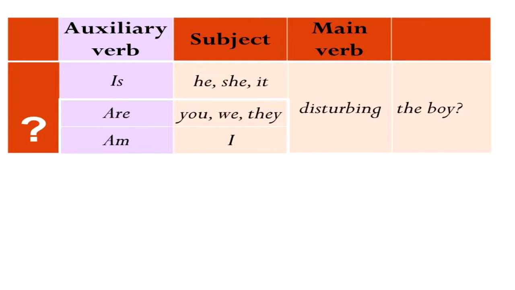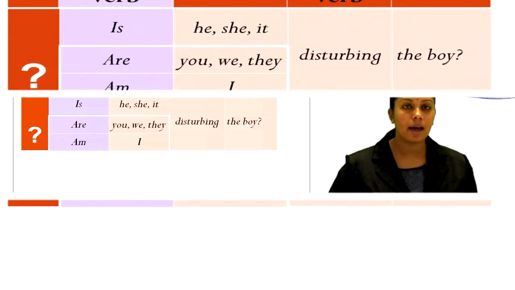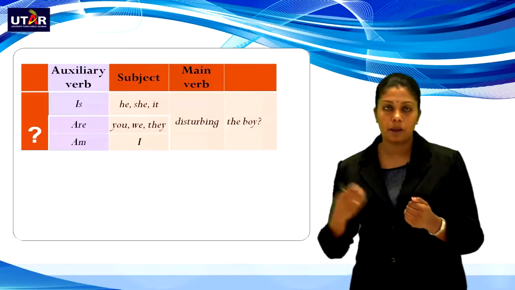Followed by plural subject. For plural subject, the auxiliary verb that we use is are. So, are you disturbing the boy? Are we disturbing the boy? Or are they disturbing the boy? And for I, we use am. So the structure is still the same: auxiliary verb, subject, main verb in present participle form, and the rest of the question. So am I disturbing the boy?